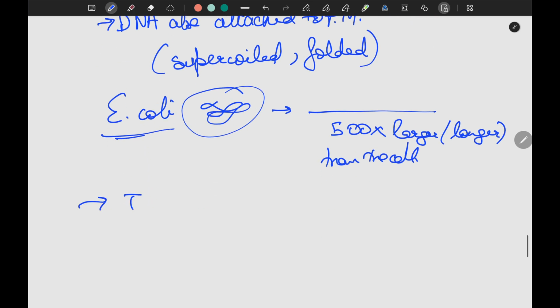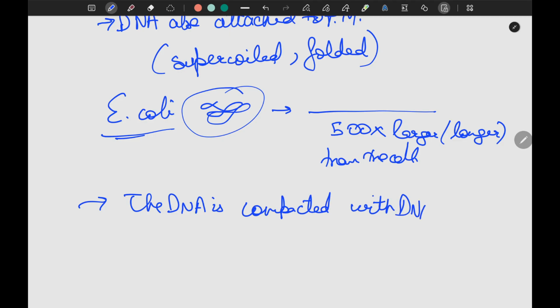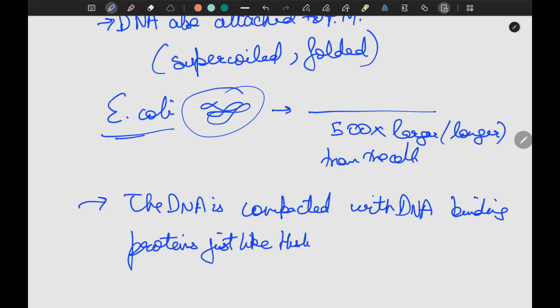The DNA is compacted with DNA binding proteins, just like histones in the eukaryotes. I'll talk later about histones in eukaryotes.